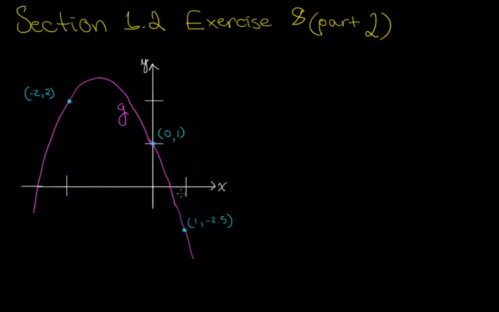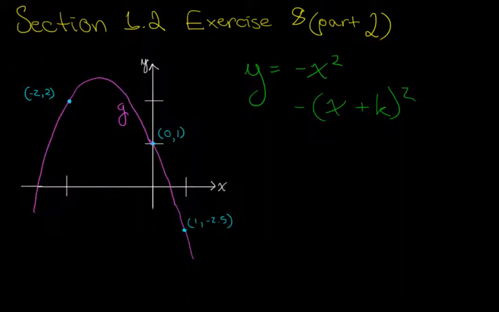We're given 3 points. One is a y-intercept, and you might be tempted to think that we are going to use some equation where y is equal to negative quantity x plus some number k, squared, but actually we're not going to use that. Not for this one.